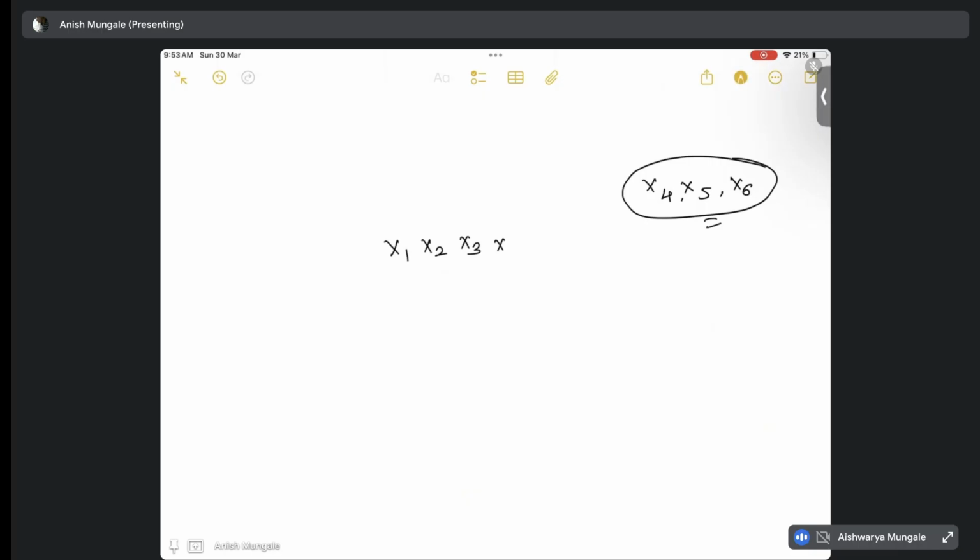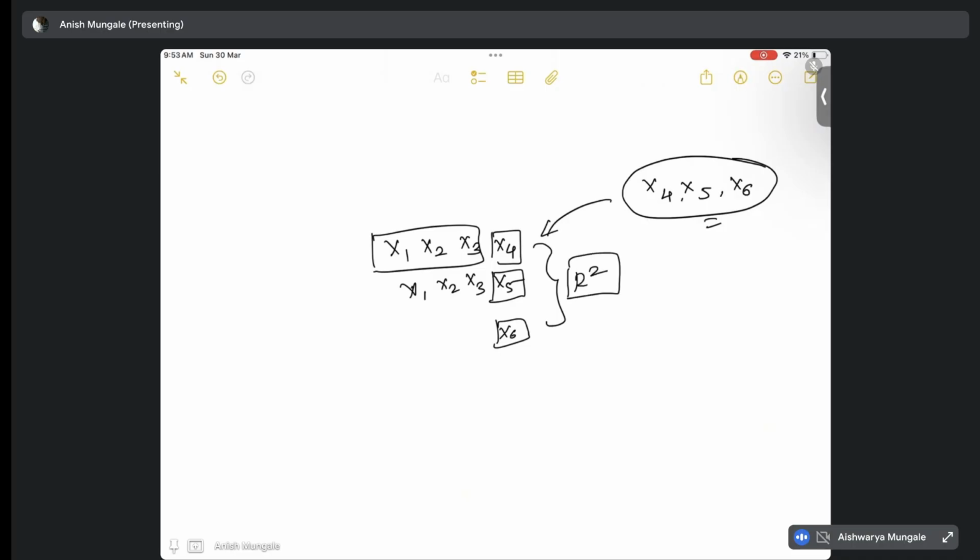Then you make the models like this: x1, x2, x3, x4, then x1, x2, x3, x5. You have already selected these. Out of these, choose just one each time. Now for this, check the R square. Whichever has the highest R square, choose that model. Is this clear or have I confused you more? No, no. Okay.